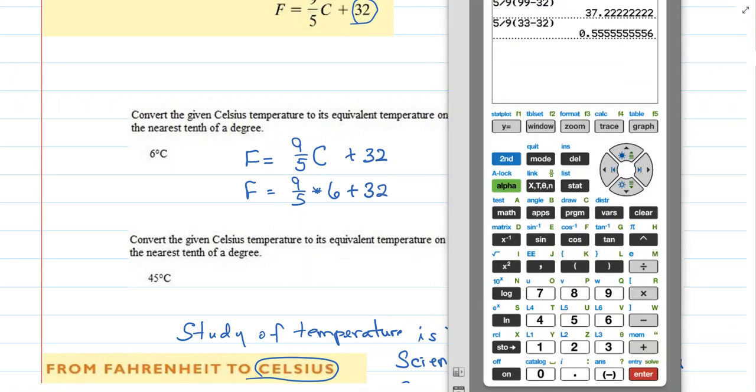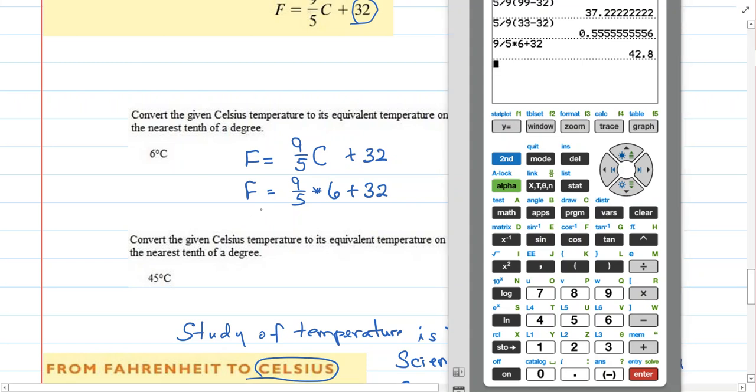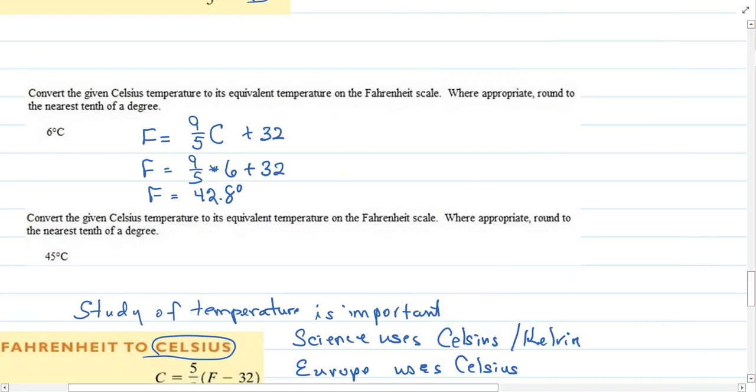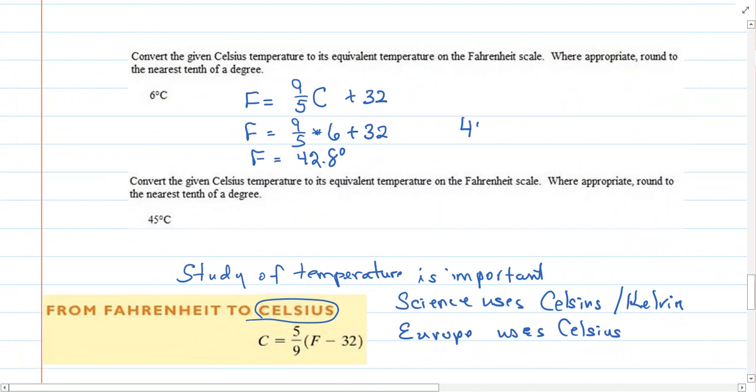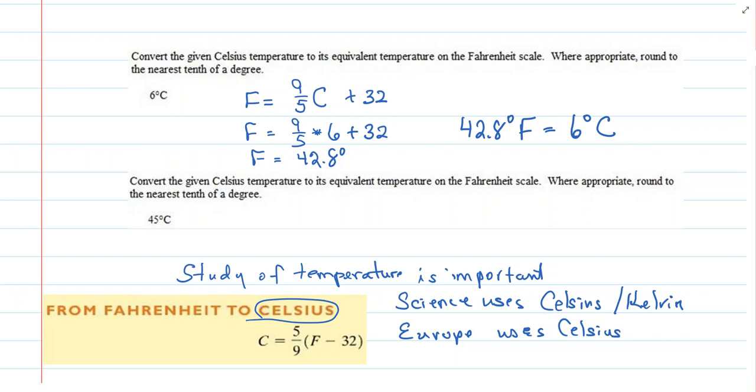So here we go. 9 divided by 5 times 6 plus the 32. And we get 42.8 degrees. So we can say that 42 and 8/10 degrees Fahrenheit is the same as 6 degrees Celsius. Again, it's not freezing, but it is kind of cool.